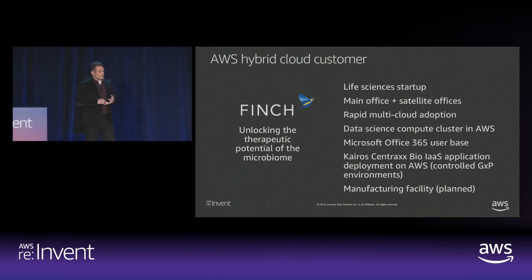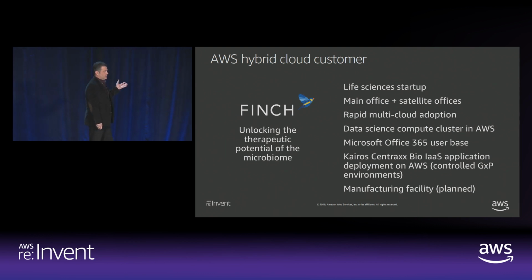They've gone through a cycle of rapid multi-cloud adoption. So they have workloads running on multiple clouds. They have a data science compute cluster in AWS. So their data science team runs heavy workloads in their compute cluster. They do have a Microsoft Office 365 user base, which presented some of our challenges with networking and hybrid cloud.